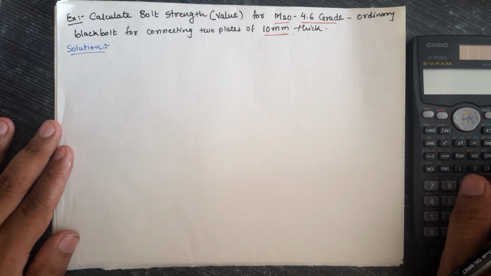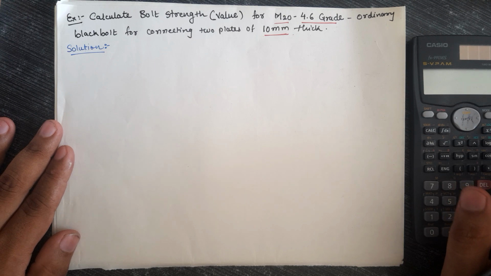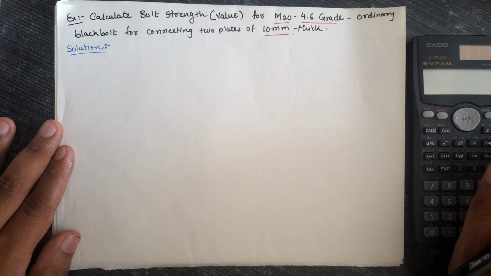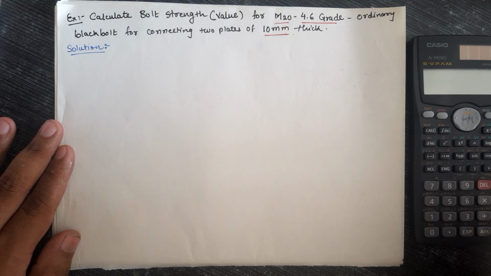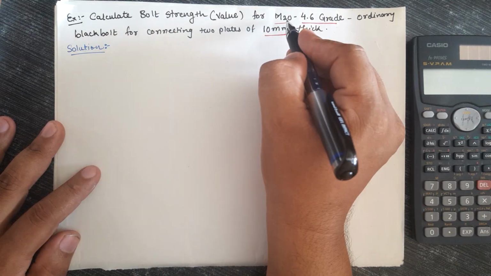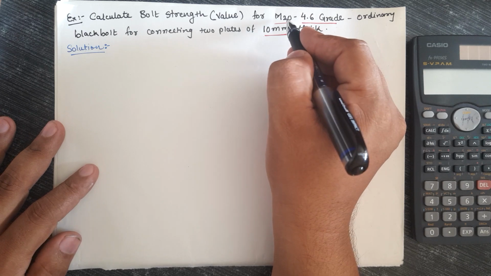Today we are going to calculate the bolt value, or bolt strength, for an M20 4.6 grade ordinary black bolt, which is going to be used to connect a 10 mm thick plate. Now going with the solution. First of all, we have been given M20 bolts.